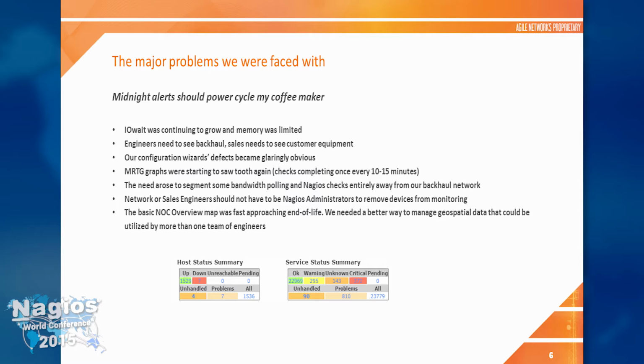So the host status summary and the service status summary pictures that I've got there are from 2 weeks ago, and that's what this instance of XI is running currently. So about 24,000 services, 1,500 hosts.